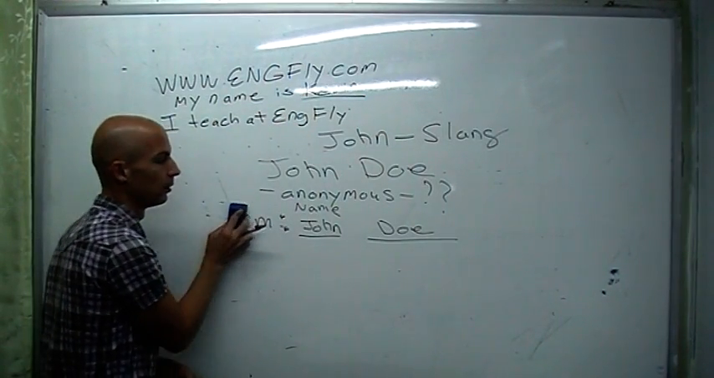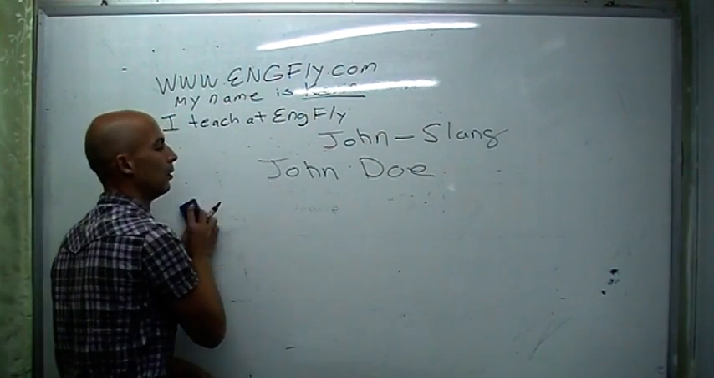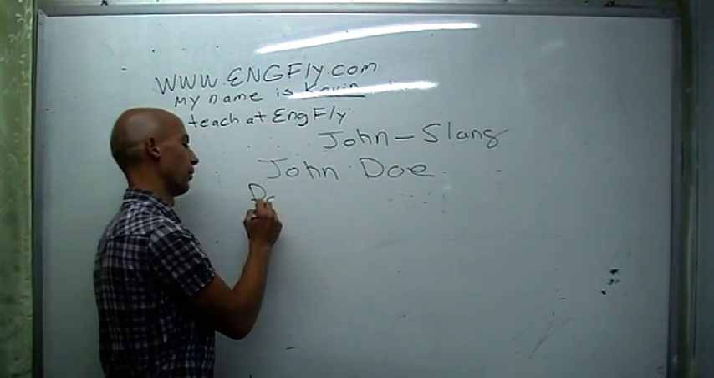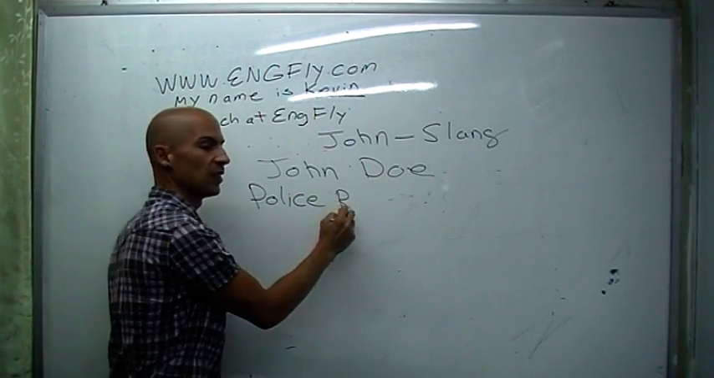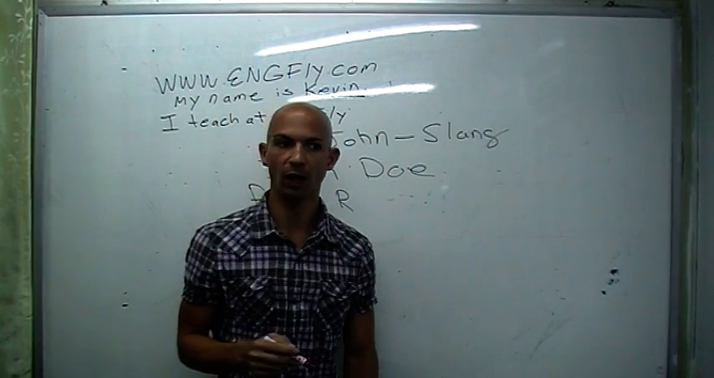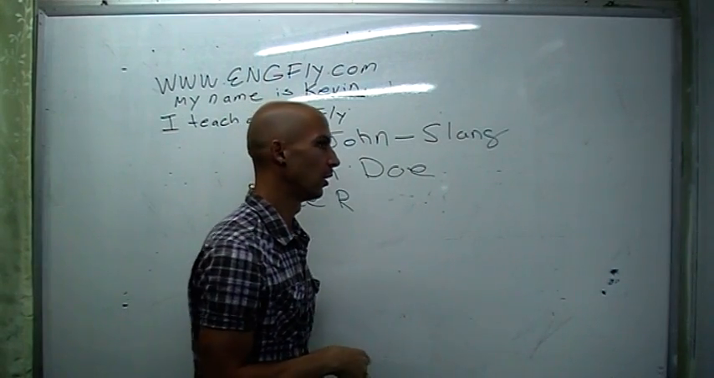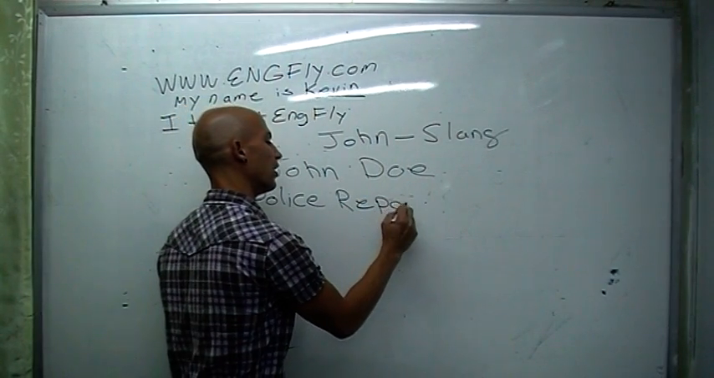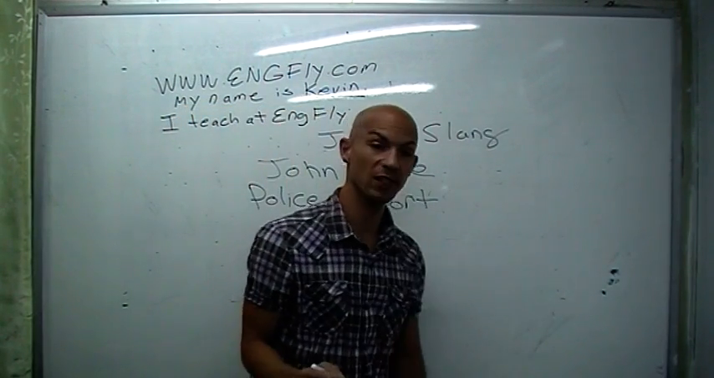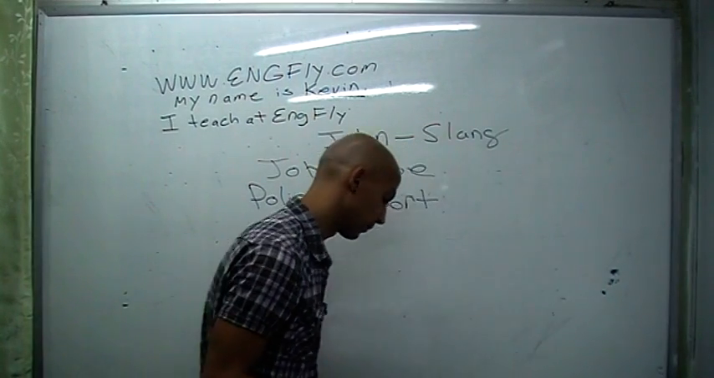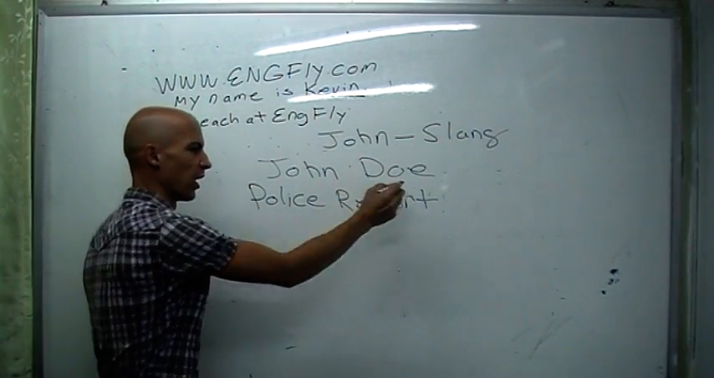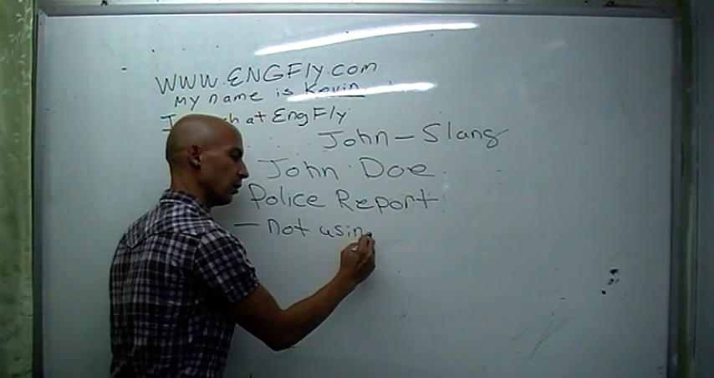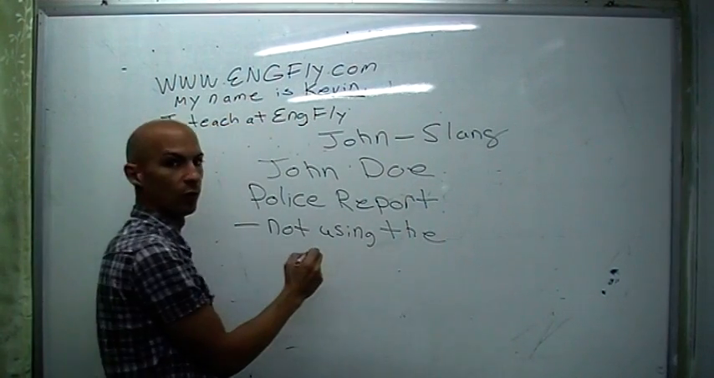Another way of using John Doe is during a police report. Now, sometimes you'll see on the news, or even sometimes you'll hear it on the radio, when they're saying a John Doe is missing. Now, in this case, when you're saying John Doe, it's not using the actual name.